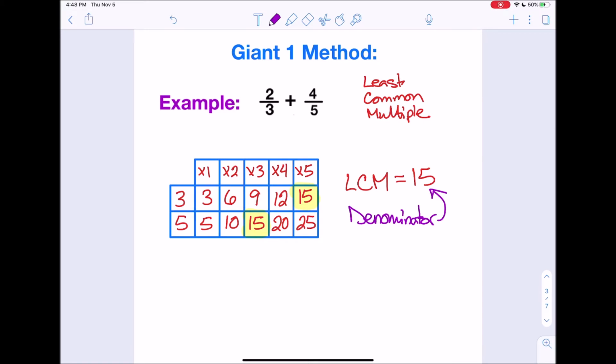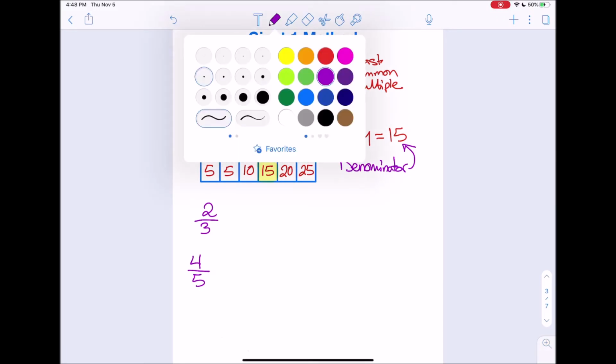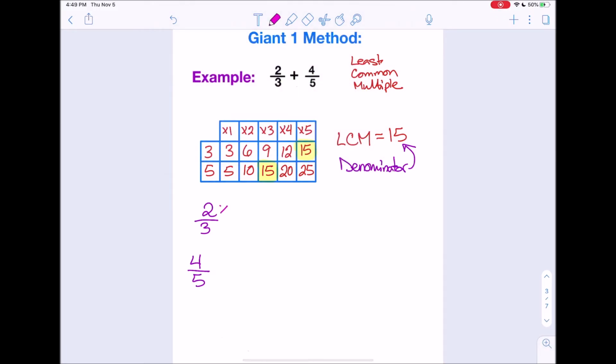All right, so now we know that 15 is supposed to be our denominator for these two fractions. So I'm going to go ahead and take these two fractions, 2/3 and 4/5, and now I know that I need to multiply both by a giant 1 that gives me 15 as the denominator. Okay, so we found the least common multiple. That tells us what denominator we're supposed to have. So now I need to multiply by a giant 1 to convert these fractions.